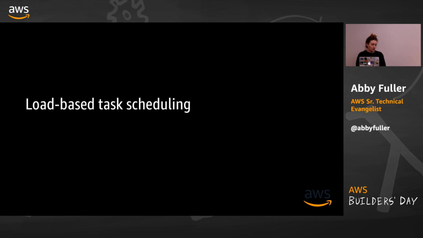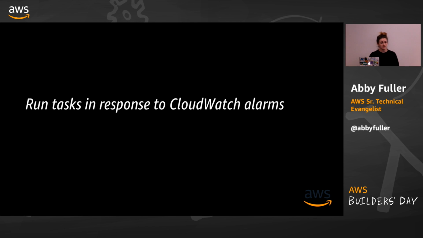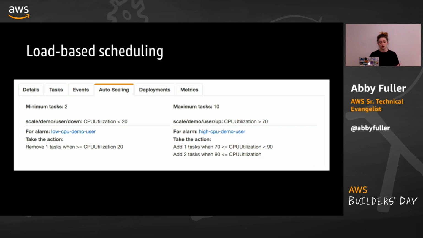There are two different ways that I think are important for looking at task scheduling. The first one is load. What does that mean in real life? That's how would I run a task in response to something like a CloudWatch alarm, so my CPU exceeds a threshold. I know that there's a typo in here before anyone points it out.